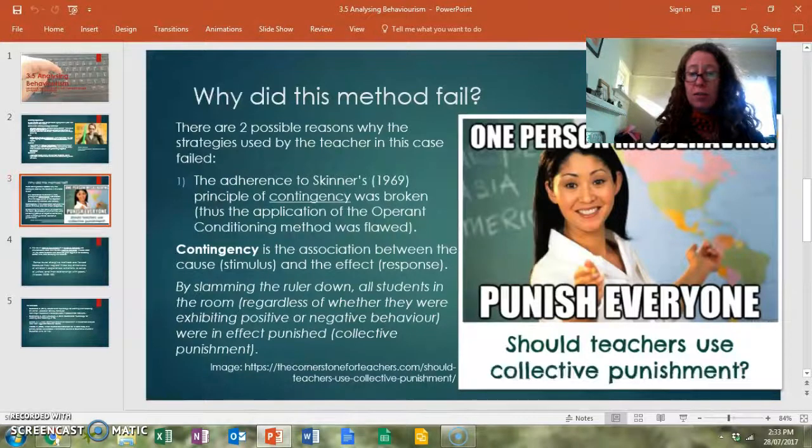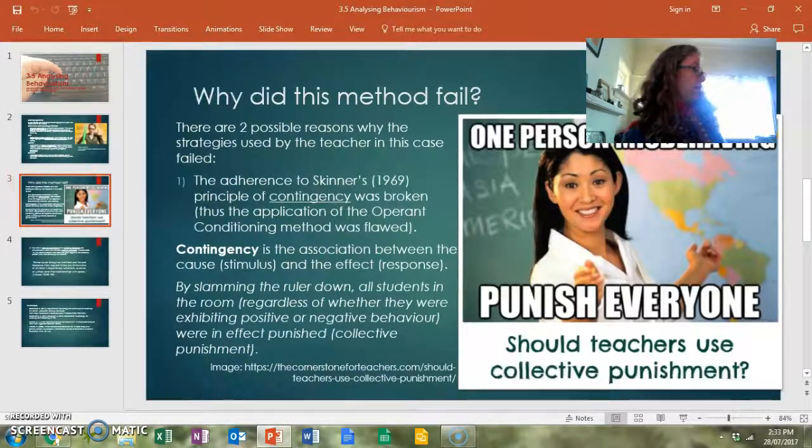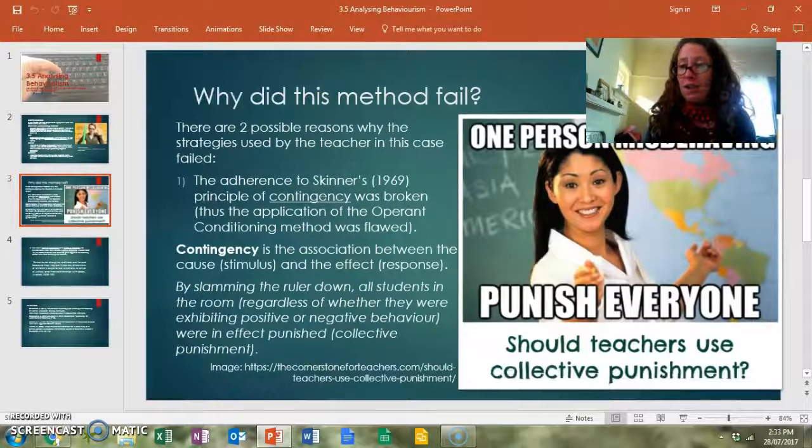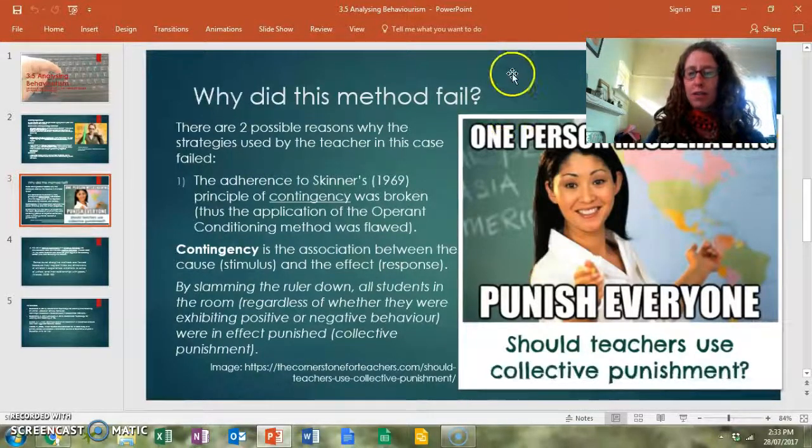But what actually happened was, every time the ruler went down like this, it would affect the whole class. So even those who were exhibiting positive behaviour, the touch typing, were punished as well. So it was collective punishment. See my little picture over there. So that's one reason why I think it failed.